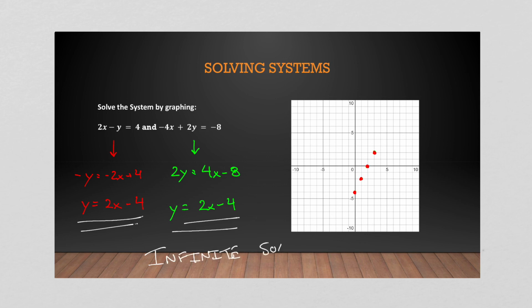So those are the three scenarios. You'll either have one point of intersection, or you will have no points of intersection, parallel slopes, or you will have infinite points of intersection when you have two equations that are actually the same equation, just written in different ways. So look out for all of those.